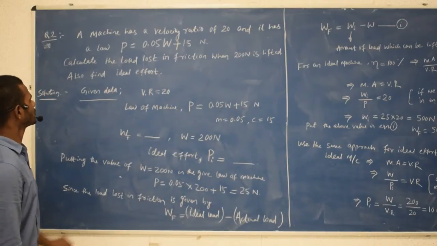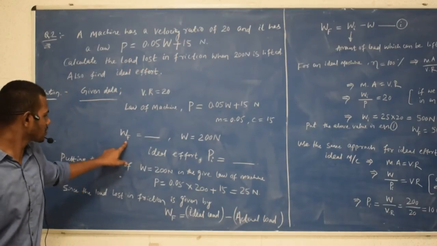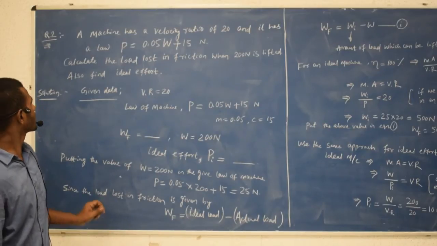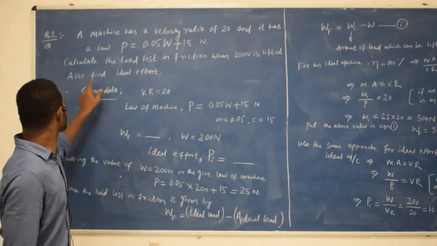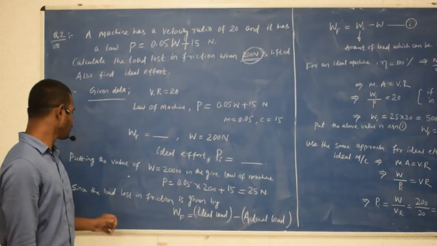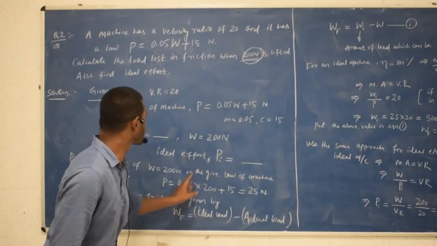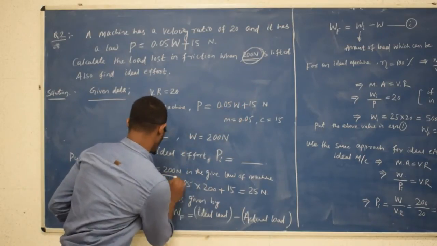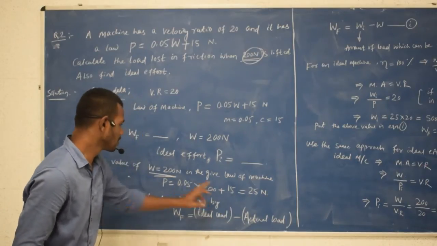So we need to find out what is the load lost in friction, WF, while lifting a load of 200 Newton. And in the later part we need to find out the ideal effort, PI. Put the value of W as 200 Newton in the law of machine equation. P equal to 0.05 times W plus 15. In place of W put 200 Newton. 0.05 into 200 plus 15 comes to 25 Newton.